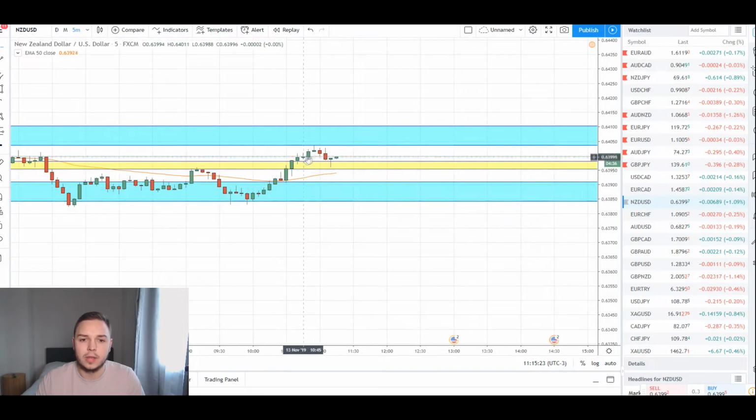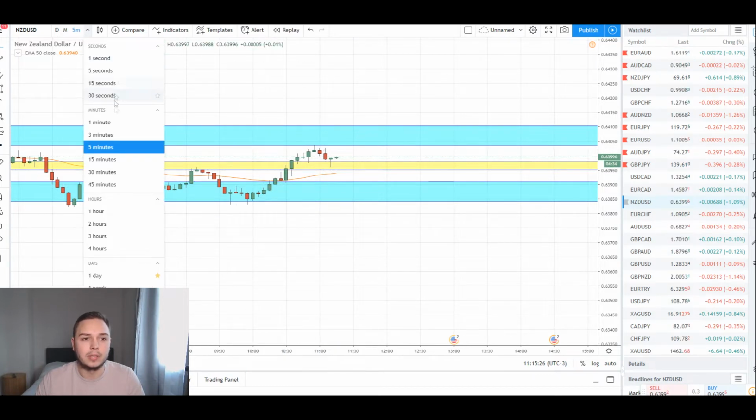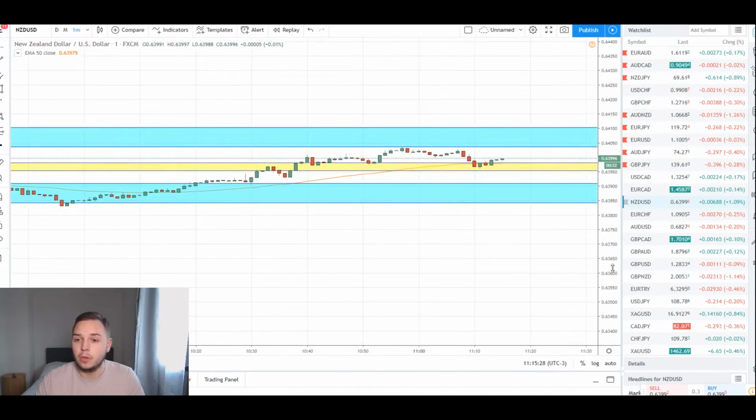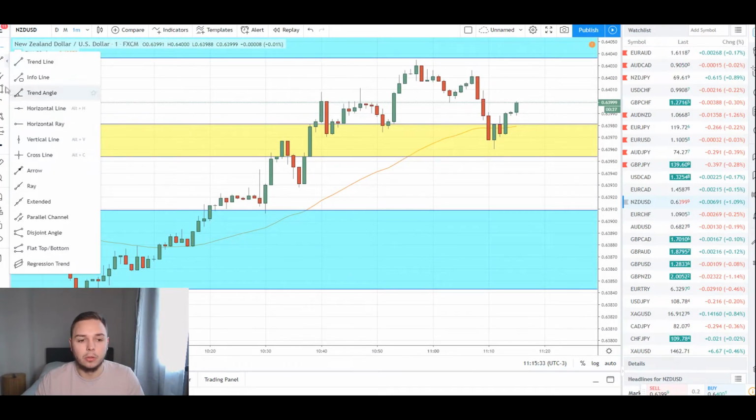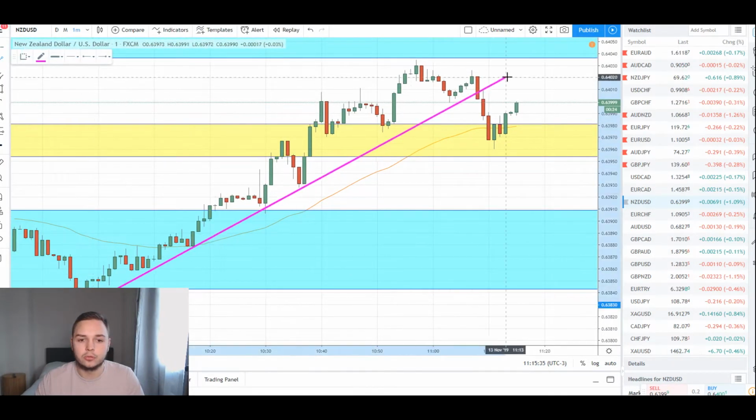We can see the trend a little bit better, but we need to have a look even at the 1-minute time frame. So what's happened on the 1-minute time frame? Let's zoom in a little bit on all of the action. Let's draw the trend line. There we go. This is the trend line currently.